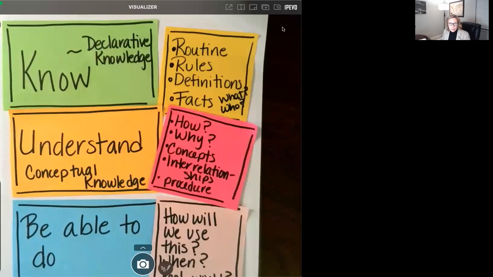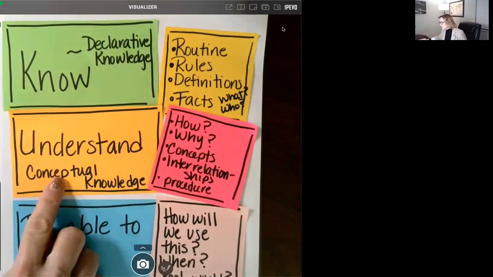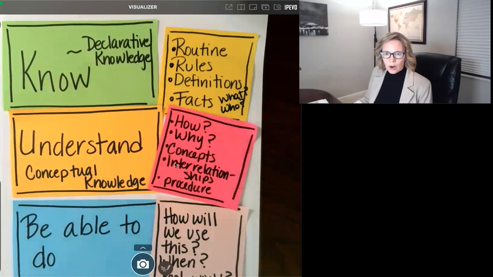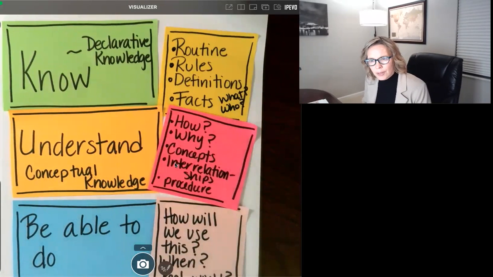And so I try to get us all set up in a format, in a kind of sequence that will make this part easier. So today I want to teach you that it's important when you're unpacking standards to understand the conceptual knowledge of the standard. That's where we ask ourselves questions like, how is this going to be applied? Why do students need to know this? What are some of the concepts or interrelationships that they need to understand, or procedures?